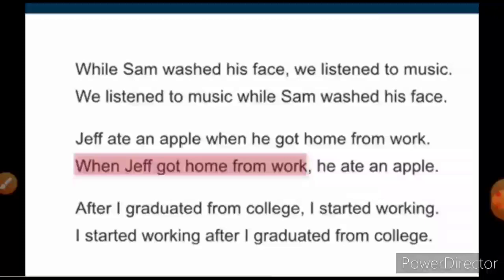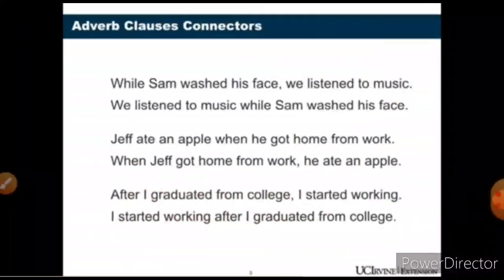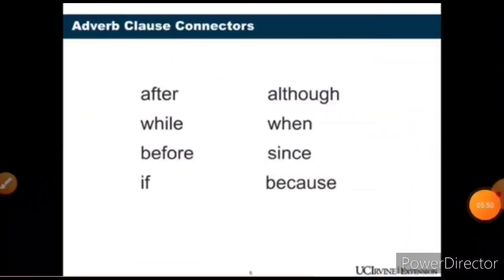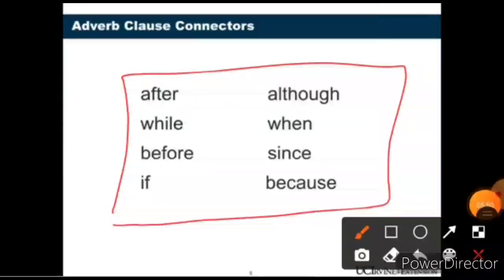So this is your dependent clause. In the last one we have after I graduated from college, this is your dependent clause with a comma at the end. Okay, now we have these adverb clause connectors. What is important is that you should learn and understand these adverb clause connectors, and these will tell you that this is a complex sentence. These connectors are used in complex sentences.